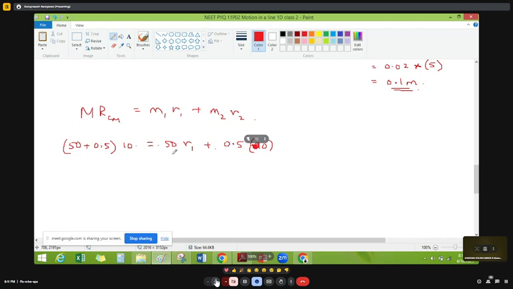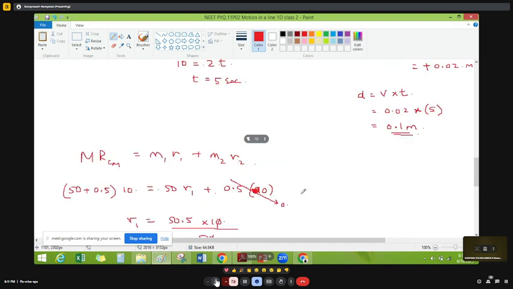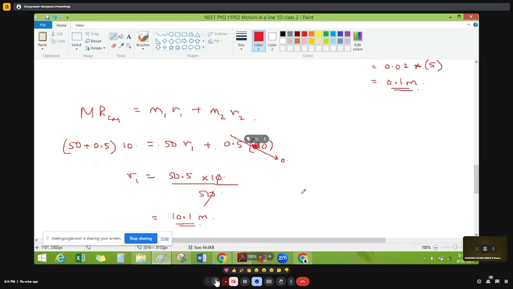So anybody got the answer? What will be R1? So R1 will be, this will go away, this is 0. So R1 is 50.5 into 10 divided by 50. 5 all divided, we get 10.1. So that means you directly got the value as 10.1. Is that clear? Yes, sir, 10.1.